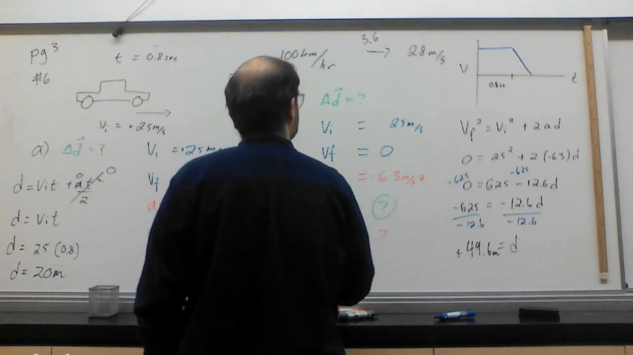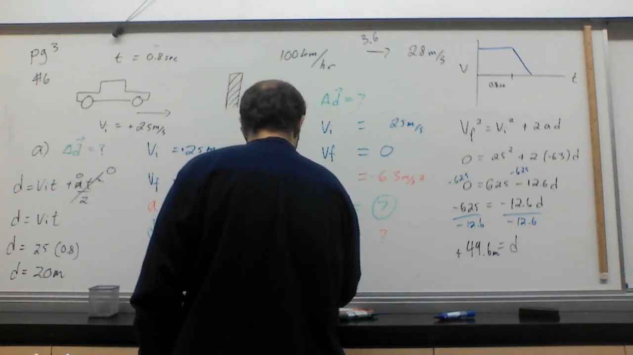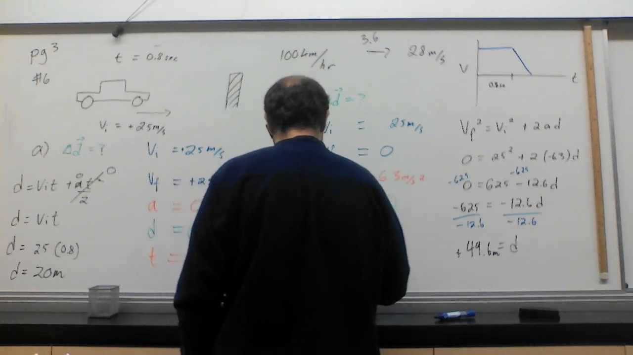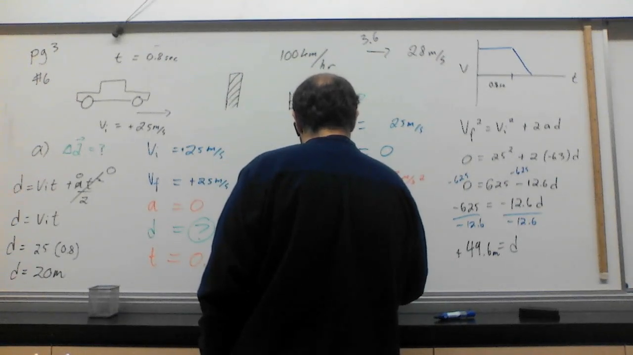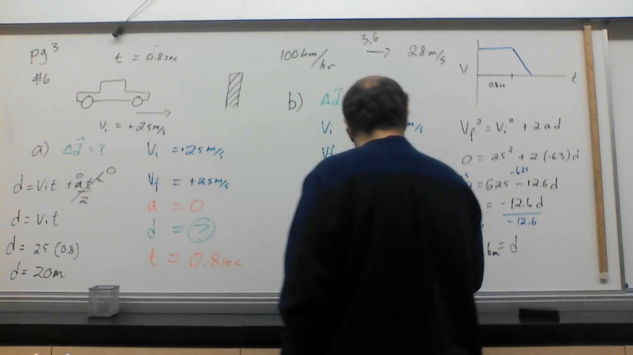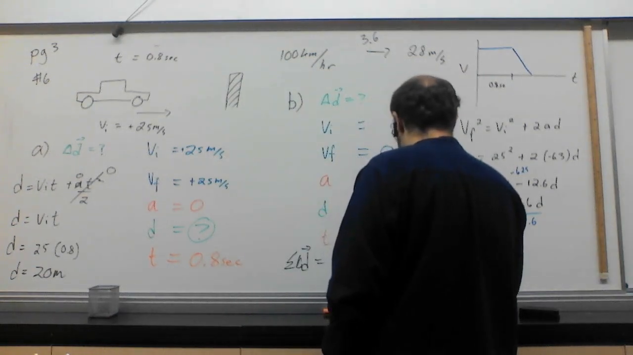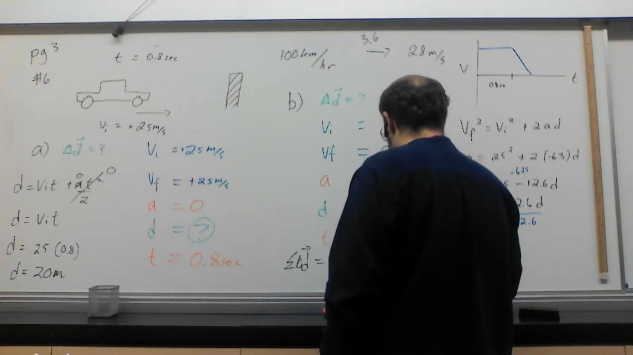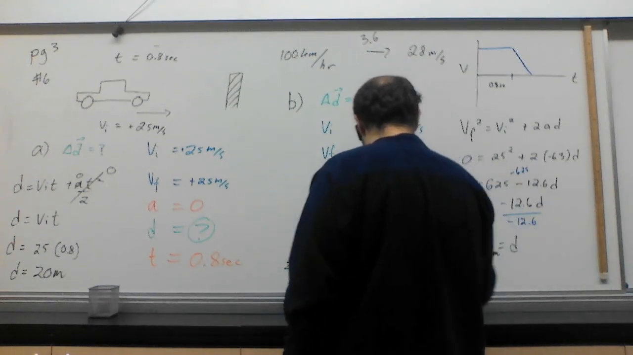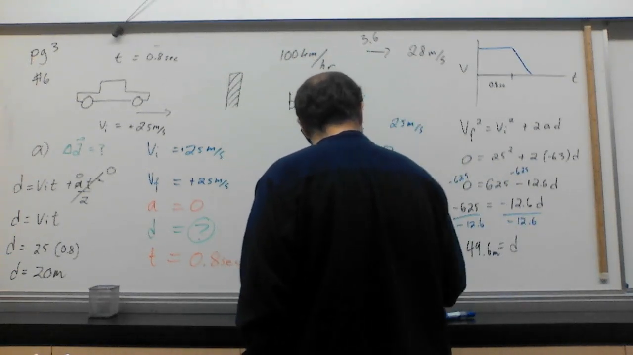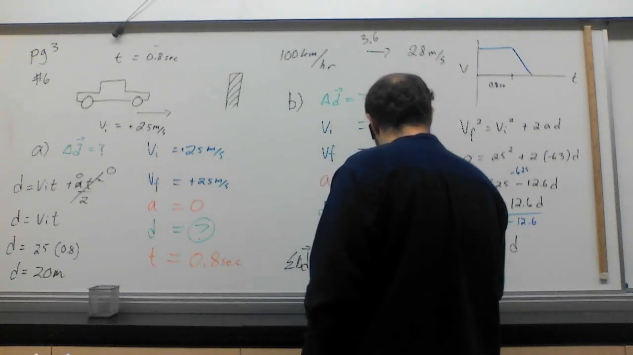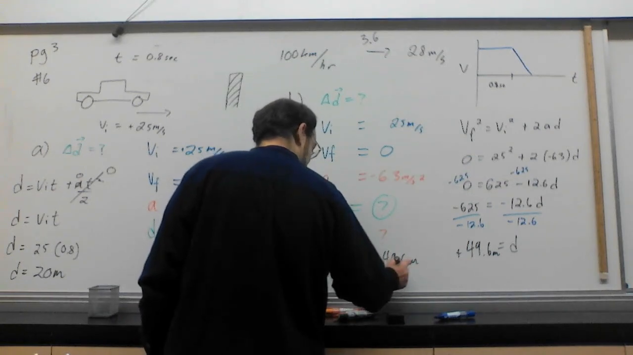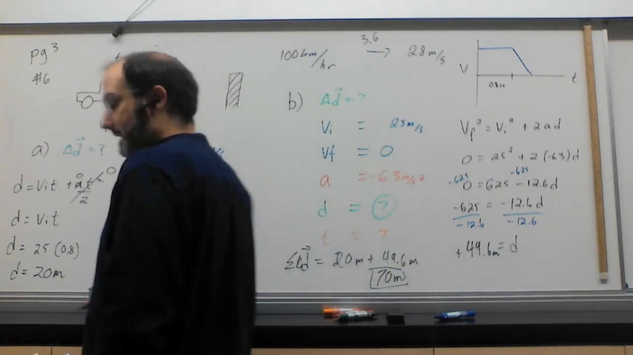Total displacement, I'm going to squeeze it in down here. Total displacement is going to be equal to the 20 meters plus the 49.6 meters. So you're going to get 69.6 meters. And we'll round that up. It'll be a nice 70. And there is the final answer.